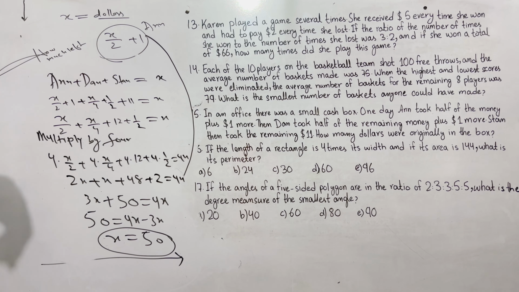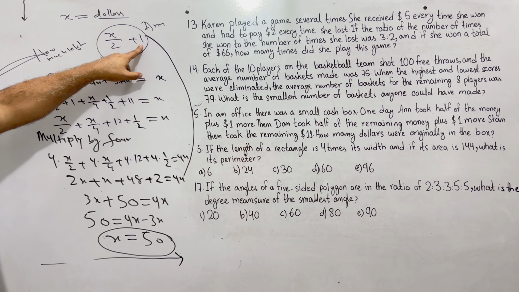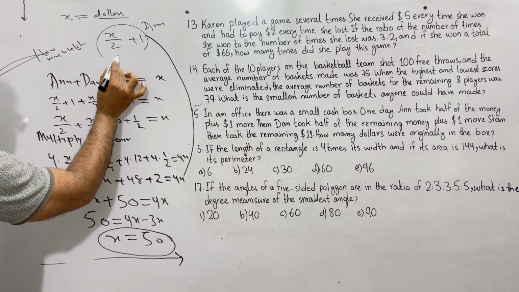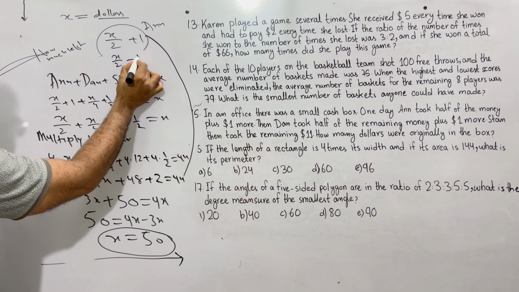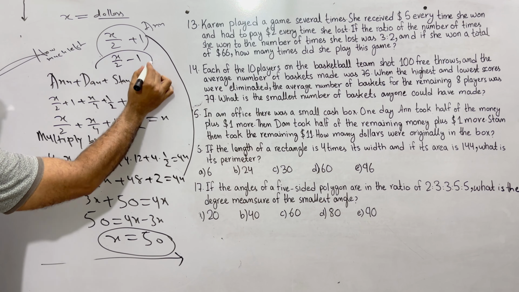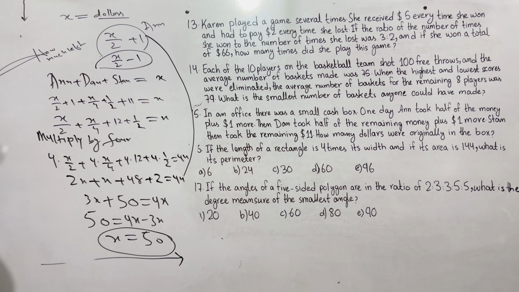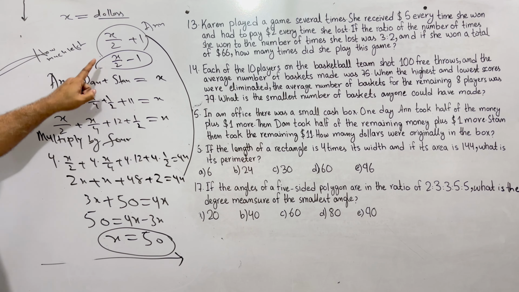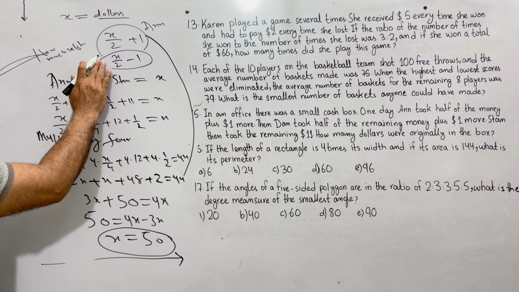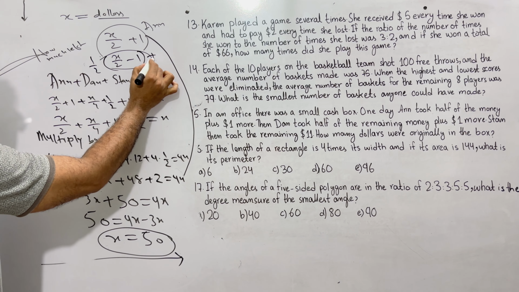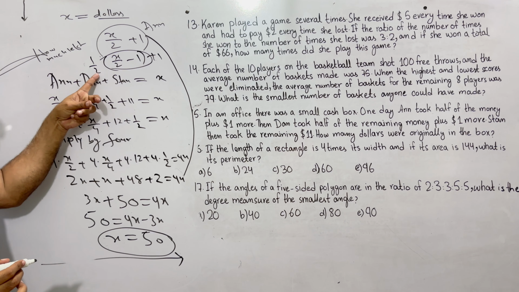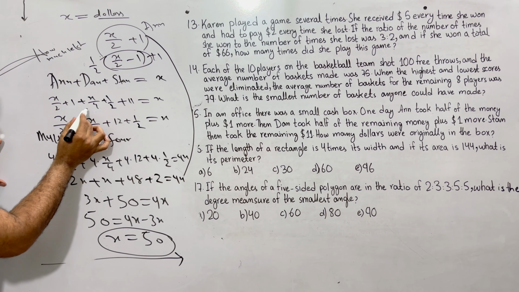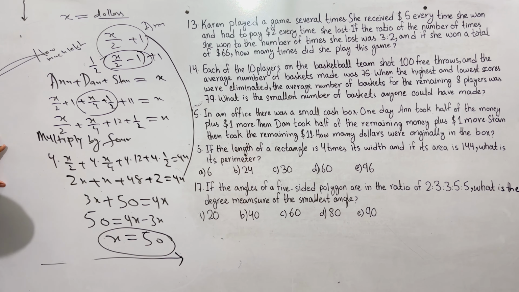Suppose the total dollars are X and Ann took half plus 1. That is the amount Ann has taken. After the withdrawal of Ann, we are left with X over 2 minus 1. Then whatever is remaining, half of that is taken by Dan plus 1. If we halve this, it will become X over 4 minus 1 over 2, plus 1. That is the share Dan has taken.